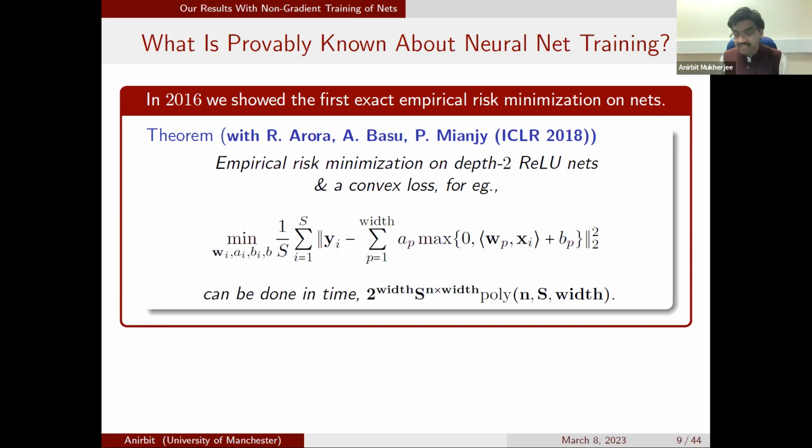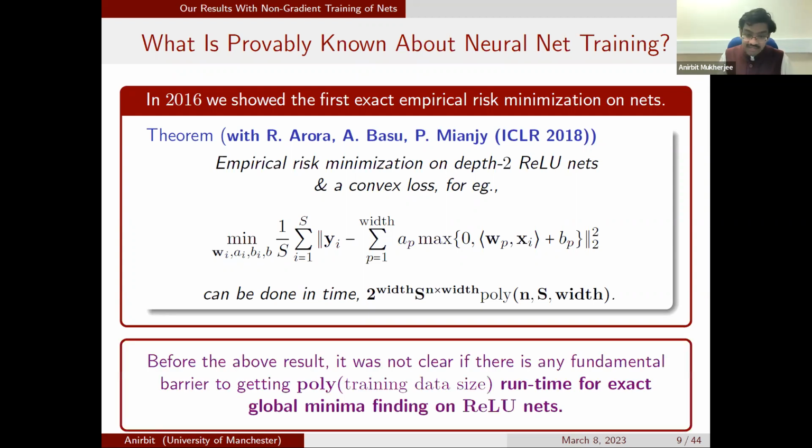But the most interesting thing in this result is that I can find the global minima in a time which is polynomial in the number of training data. So for a fixed architecture, you can find the global minima of depth 2 neural networks in time that is polynomial in the training data size. And that was an interesting result at that point. It's still very interesting because there was no complexity theoretic proof before this to show that there is at all a complexity theoretic hardness in the training data size. It shows that there is no such hardness barrier.